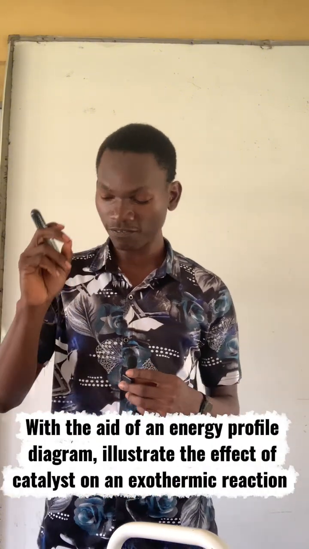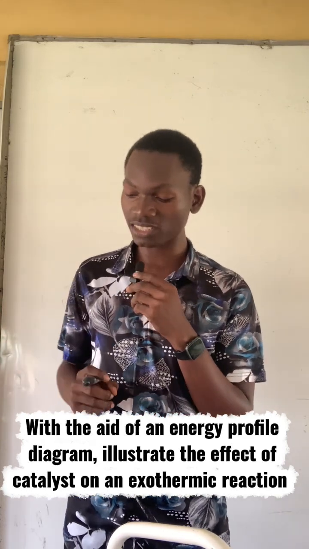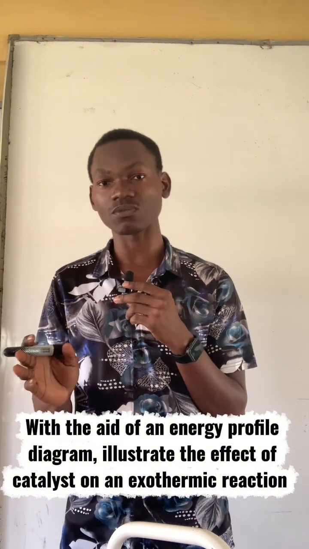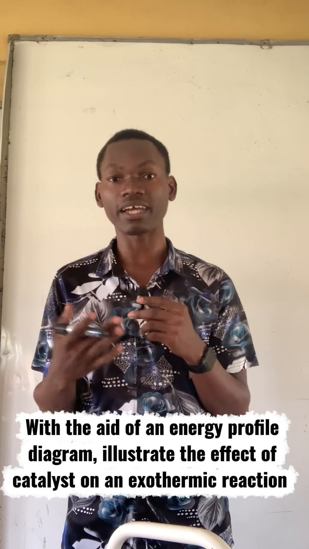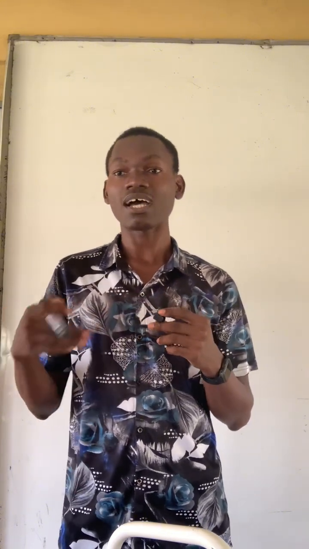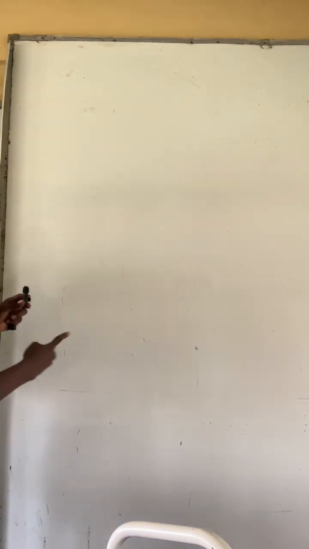With the aid of an energy profile diagram, illustrate the effect of catalysts on an exothermic reaction. We know catalysts affect the rate of a chemical reaction. So we are asked to use an energy profile diagram to show how catalysts affect a chemical reaction, and the reaction should be exothermic. Now, let's dive into this. It's a diagram, and let's start.